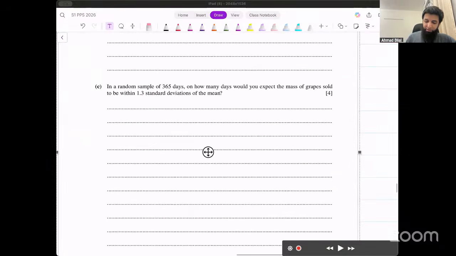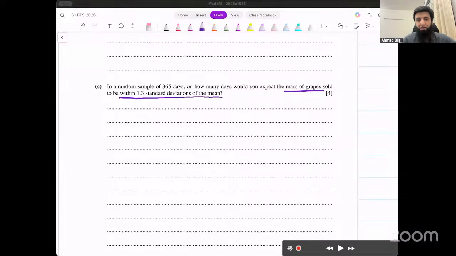In a random sample of 365 days, on how many days would you expect the mass of grapes sold to be within 1.3 standard deviations of the mean? Is that what you're asking about?